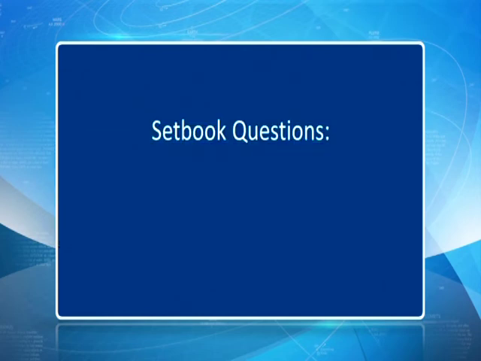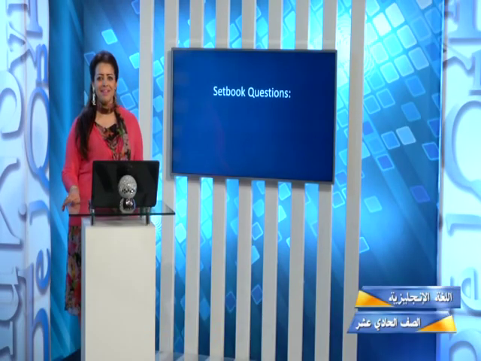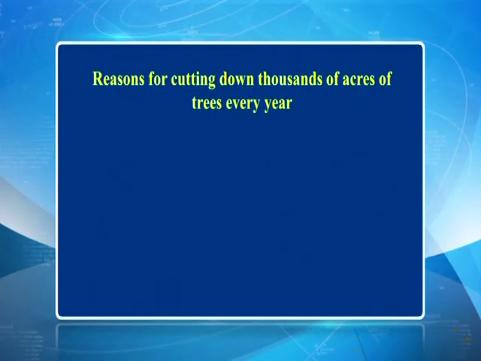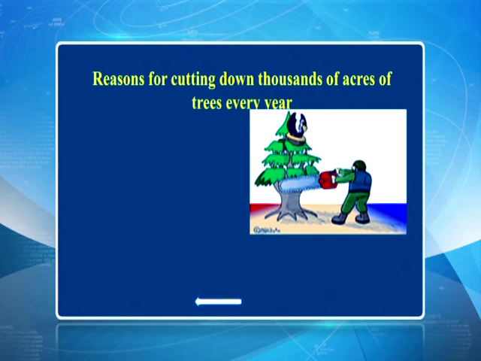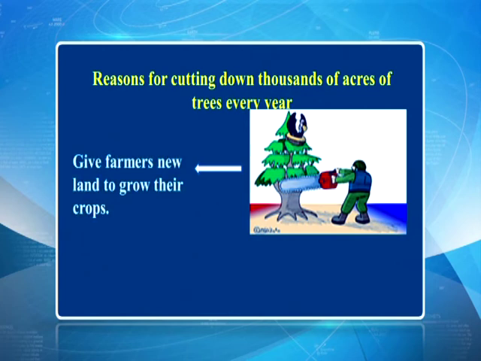Now, my lovely students, my dear students, let's move on with our Setbook questions. When you read the question, think about it and then answer. Let's begin. Reasons for cutting down thousands of acres of trees every year. What are the reasons? They give farmers new land to grow their crops, and they cut trees. Why? For wood. These are the reasons why they cut down trees.